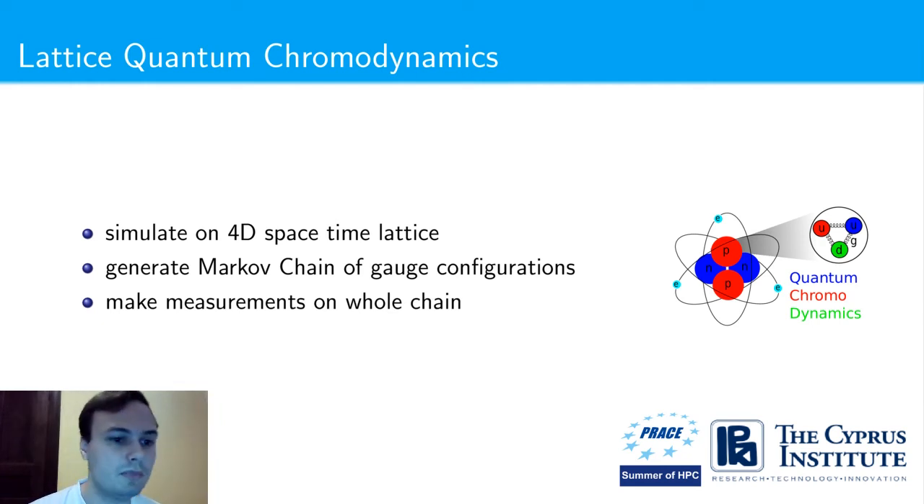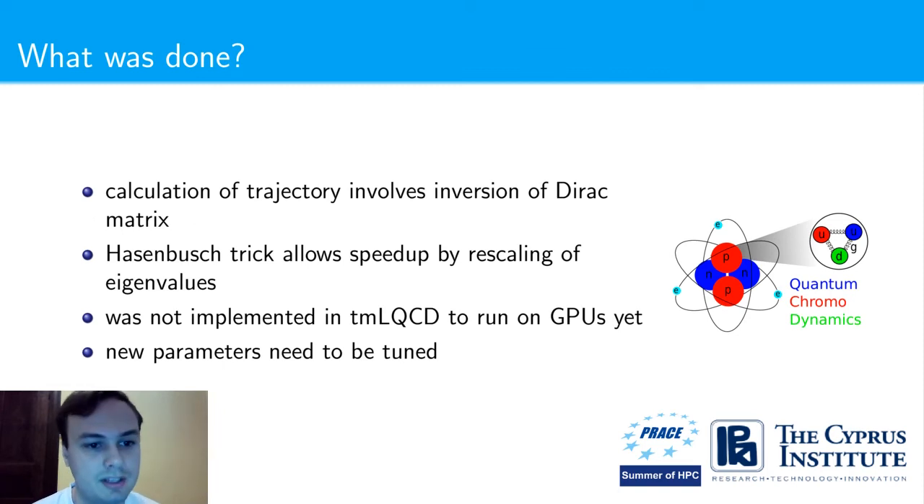So, what did we actually do to speed up the calculation? Well, the most expensive part happens to be the inversion of the Dirac matrix, which is thus enormously large. It includes the interactions between any 2 points on the lattice. Luckily, we can apply a little trick here.